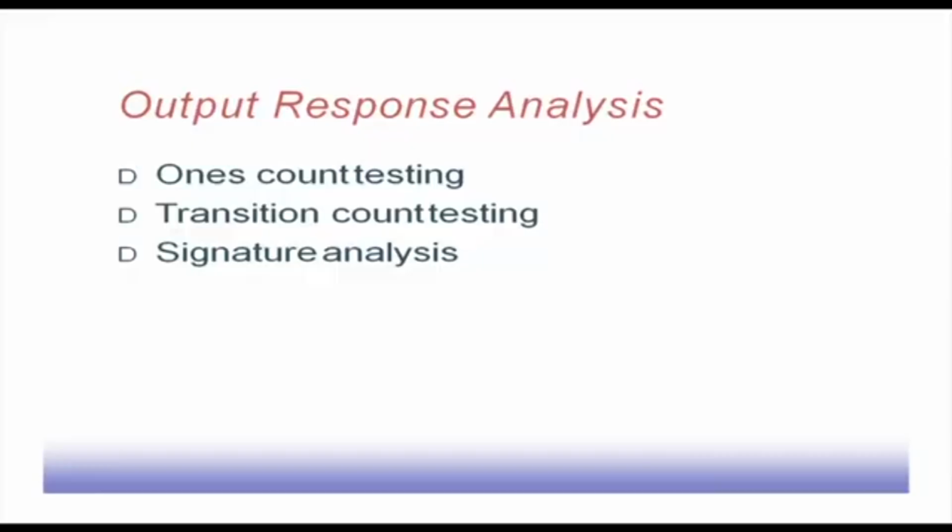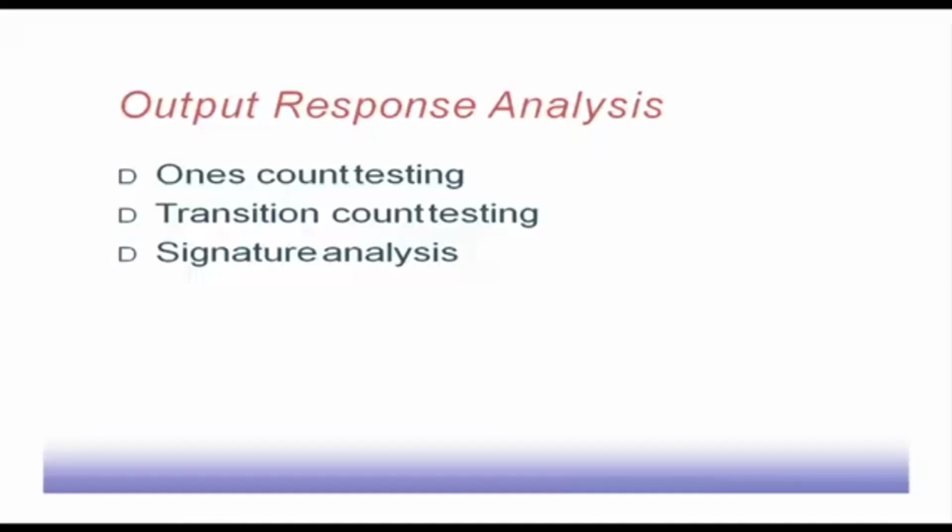So, what is required is that we need some sort of signature. After some time we see that, okay, this is the signature. That signature has to be obtained, and it will be compared between the fault free and the faulty cases. There are different types of response analysis that can be done, like ones count testing. We count how many ones we have seen, and that may be one type of signature. Like if the circuit is good, maybe for a set of test patterns we see 100 ones, and if the circuit is faulty, we get 95 ones. Since 95 does not match 100, we say that there is some fault in the circuit. So, that is ones count testing.